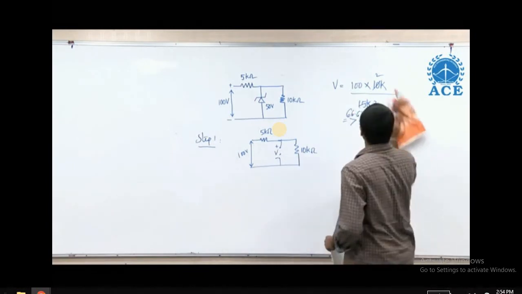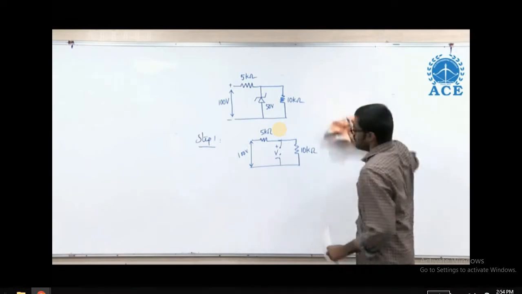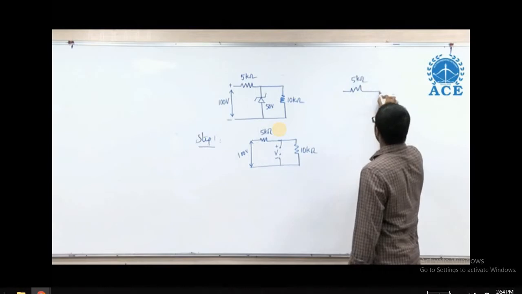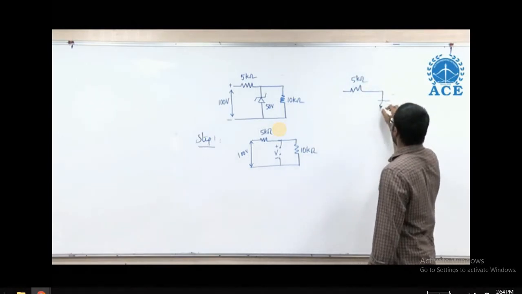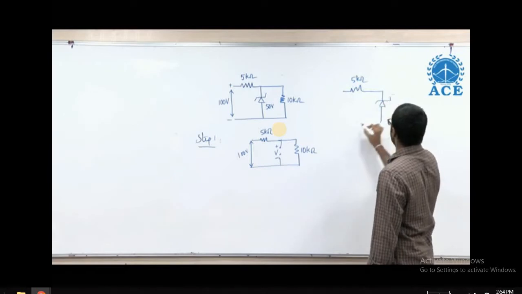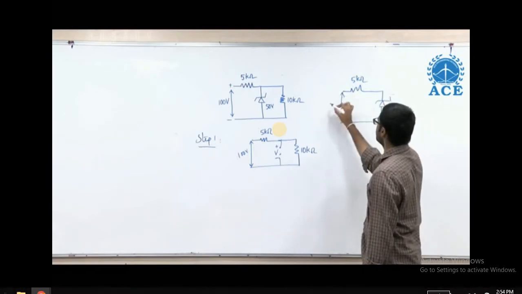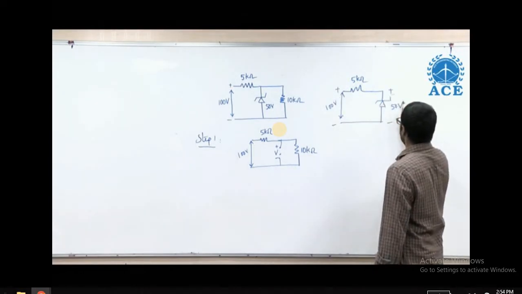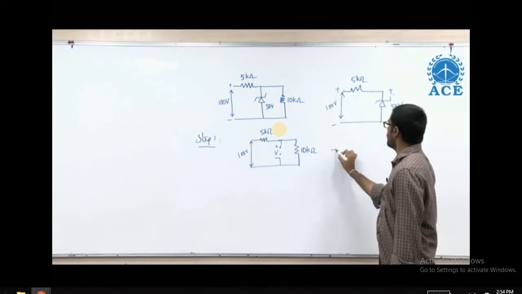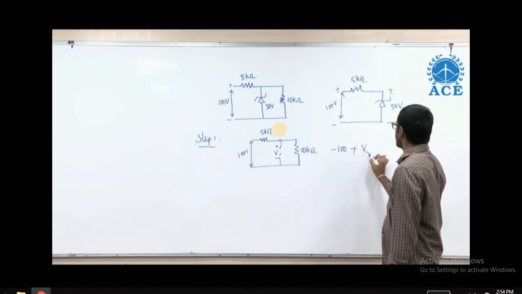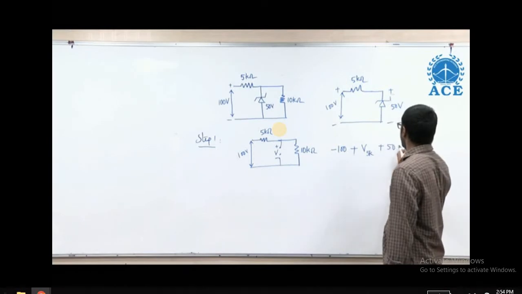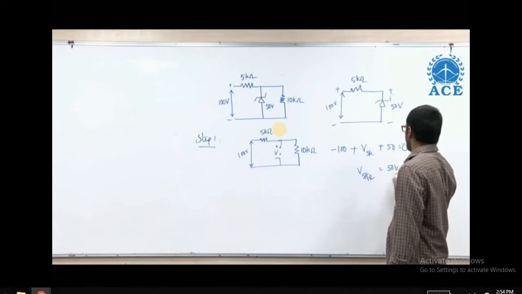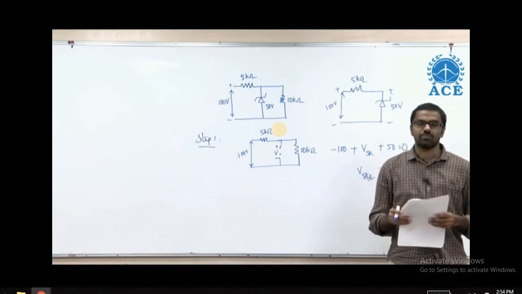So therefore, we can simplify the circuit as 5 kilo ohms, and here the voltage will be 50 volts, and the applied voltage is 100 volts. Now applying KVL in this loop, we get minus 100 plus voltage across 5 kilo ohms plus 50 equals 0, which is nothing but voltage across 5 kilo ohms is 50 volts. So it's option B.